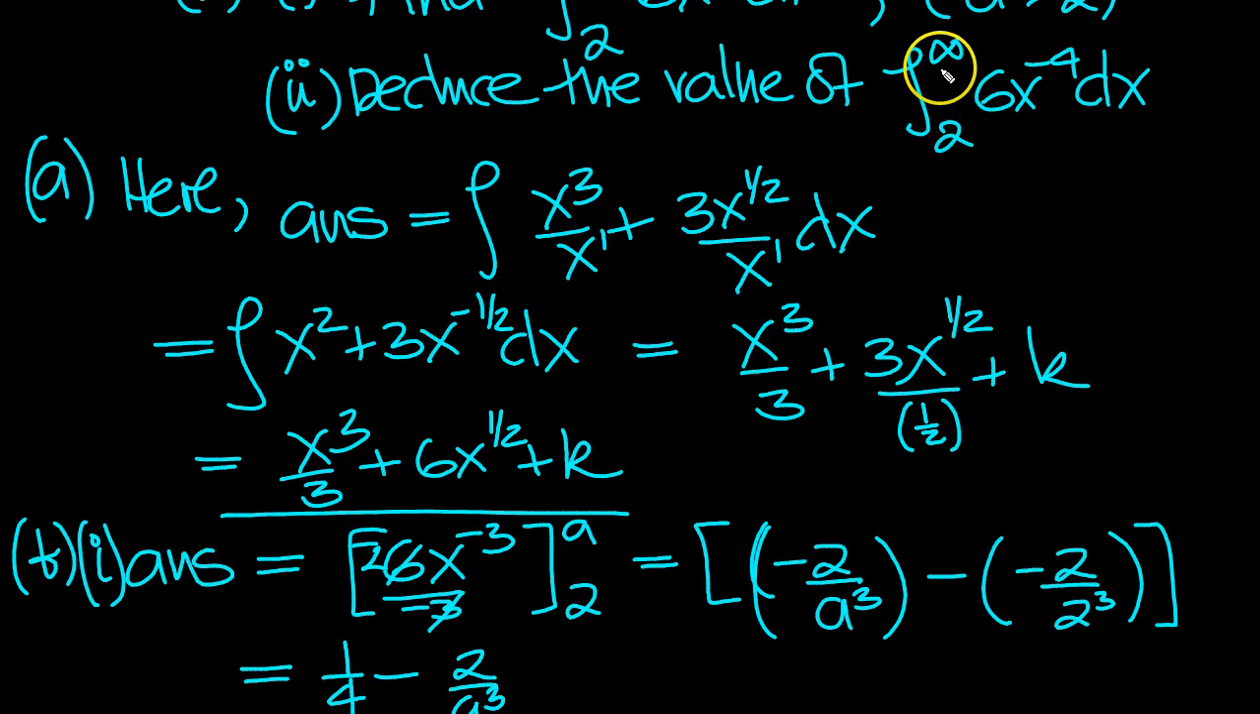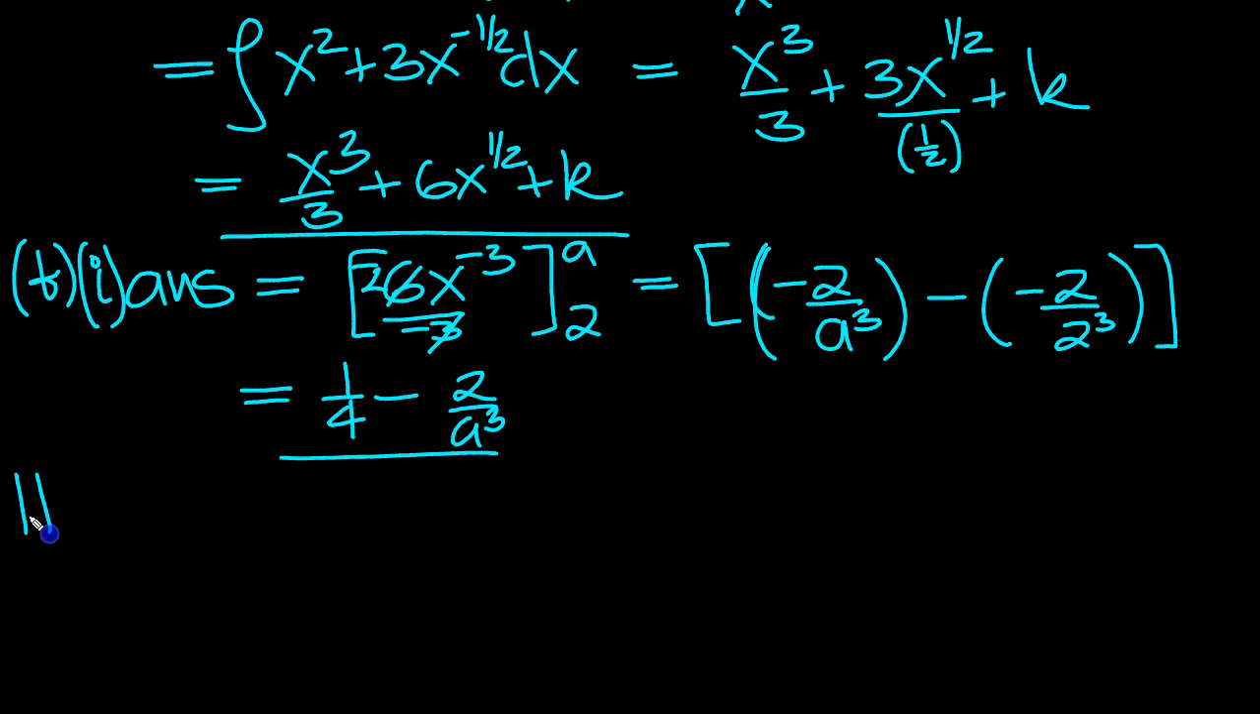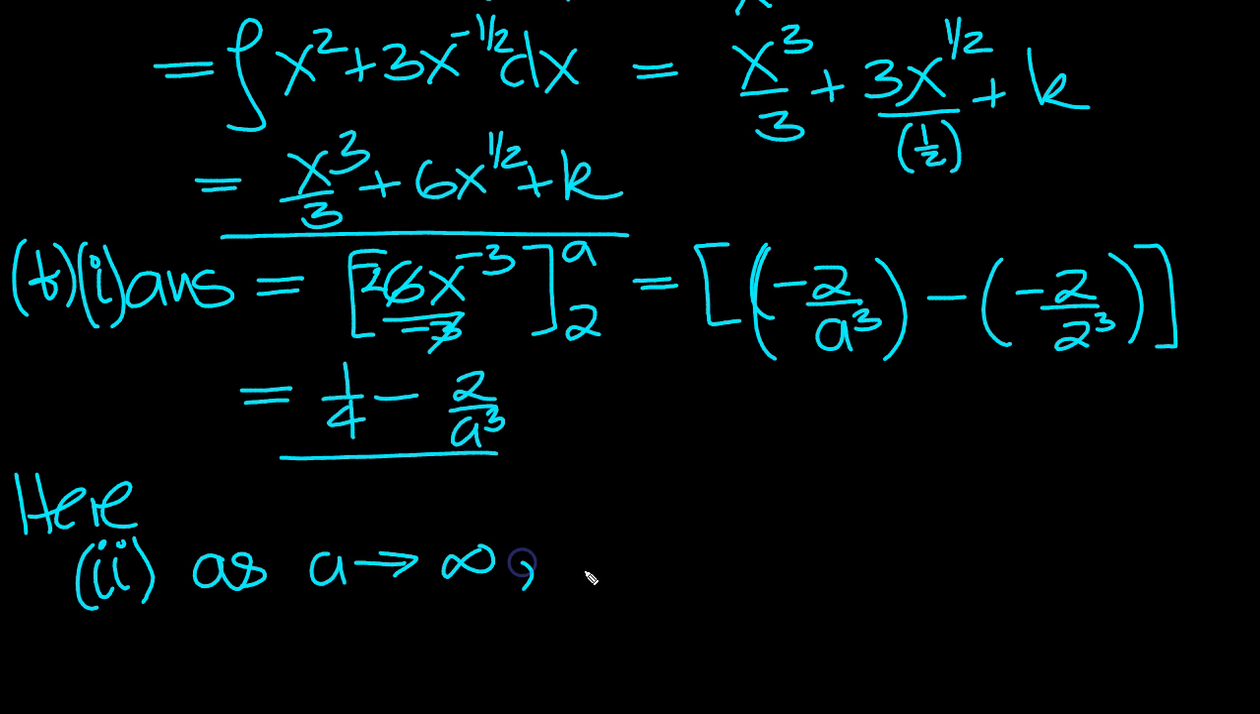Deduce the value of this integral. So basically it's the same as above, but a is having the value, so to speak, of infinity. So here, part 2, as a tends to infinity, the 1 quarter minus 2 over a cubed will tend to, well, this will tend to infinity, be very, very large. So this number here, 2 over a very, very large number, will be very, very small. And a quarter, take away an incredibly small number, so it's going to get closer and closer and closer to a quarter, isn't it?